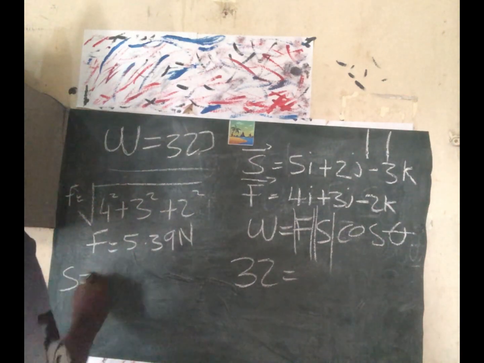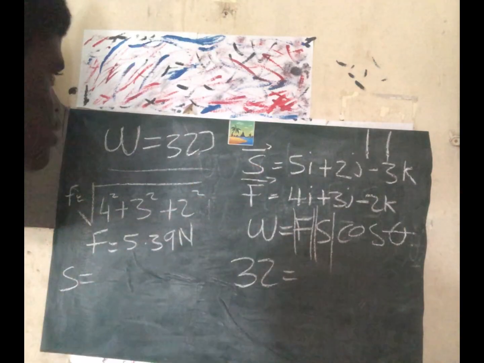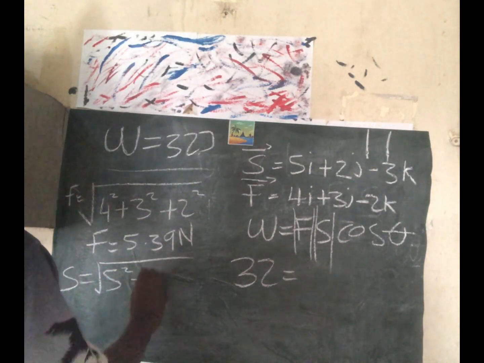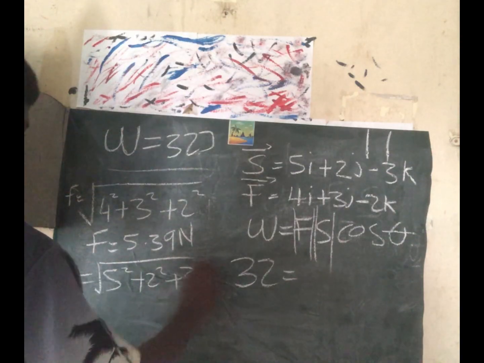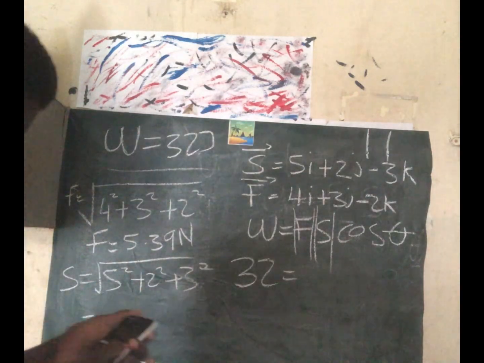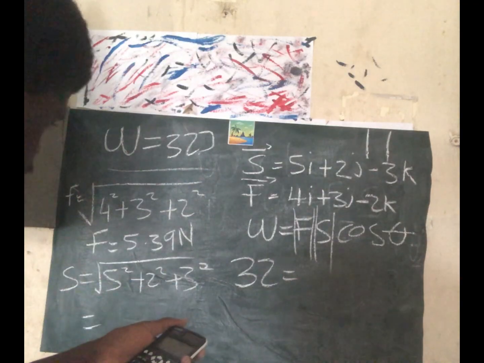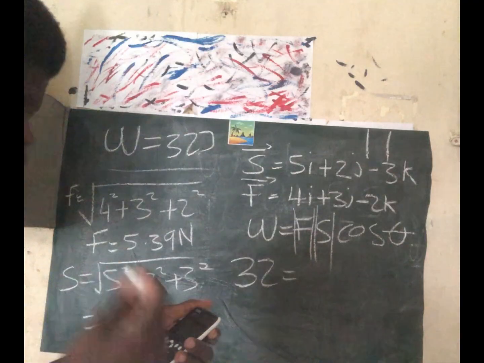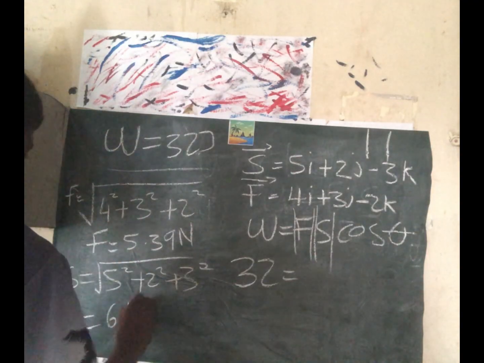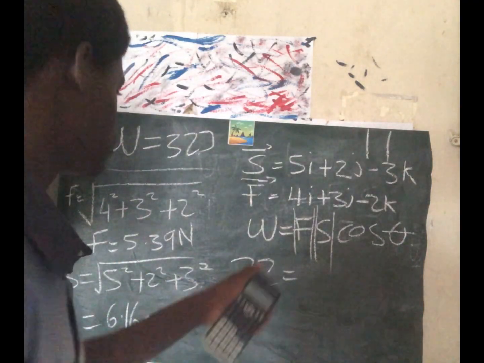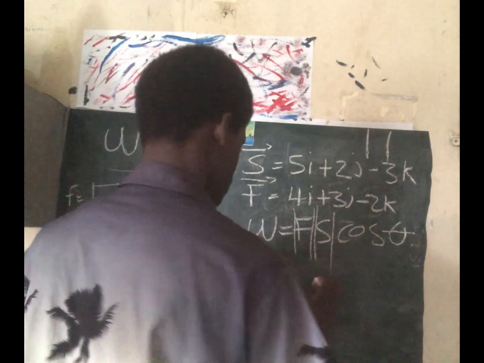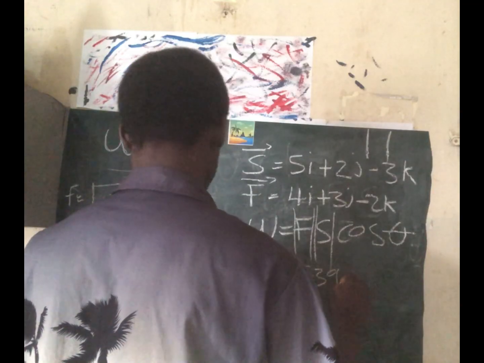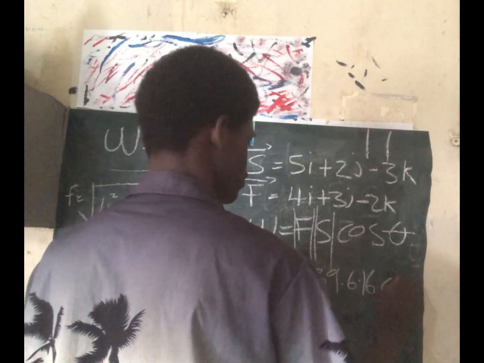Let's also find the magnitude of S, which is displacement. That will be the square root of 5 square plus 2 square plus 3 square. That will give you 6.16 meter. So what we've got is 5.39 times 6.16 cos theta.